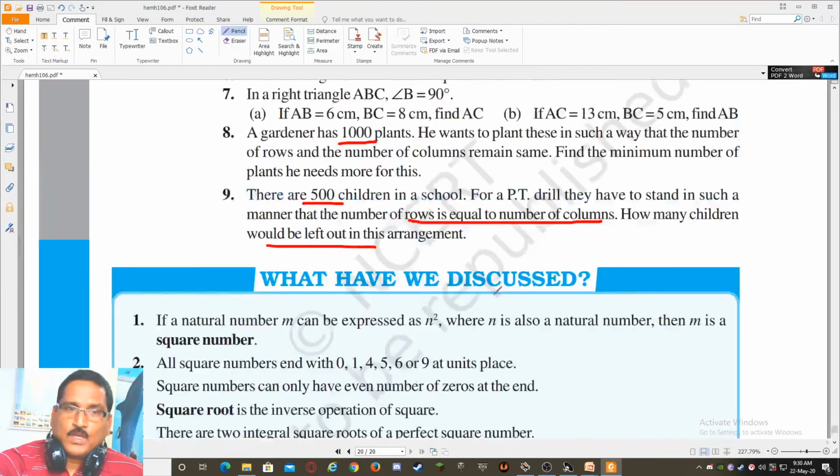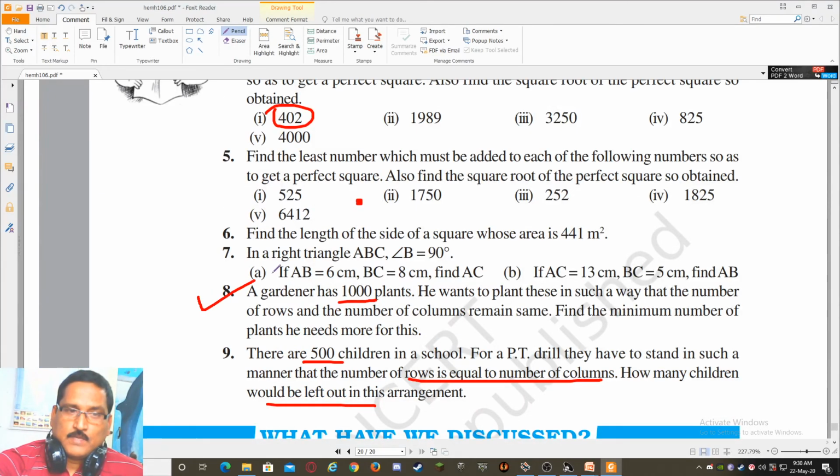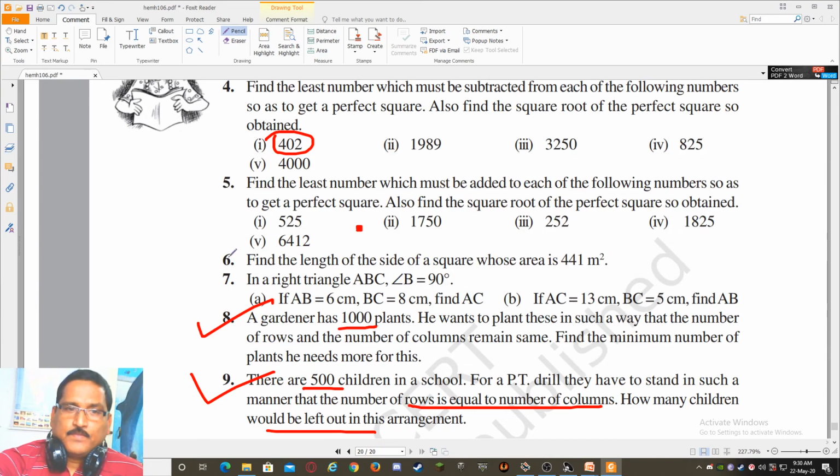Some important area questions, I have just put a tick mark. Okay, area of the square whose area is 441. Let the side be x. Therefore, area is side square, that is x square equals this 441, or x is equal to root over 441. So perform the long division method or prime factorization method, you will get the answer. Or the Vedic method also you can apply here.